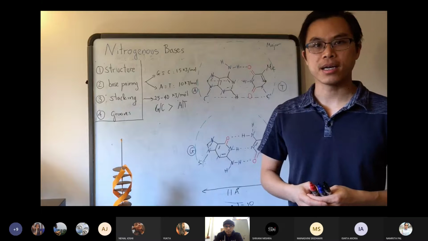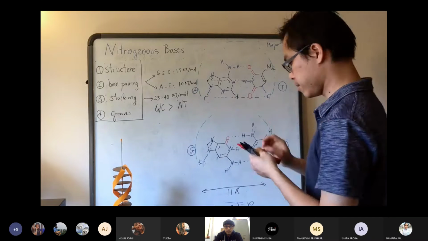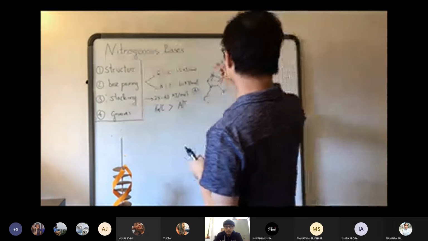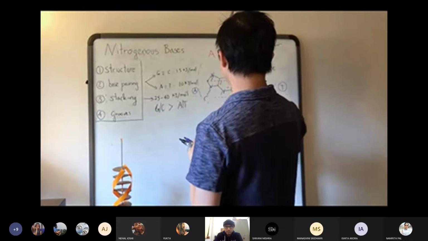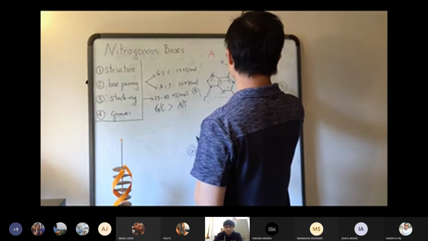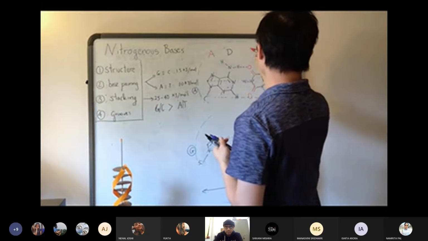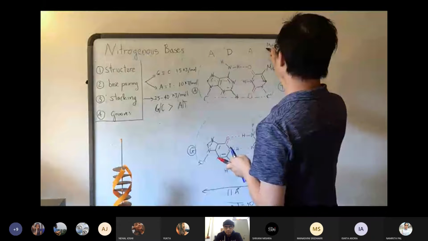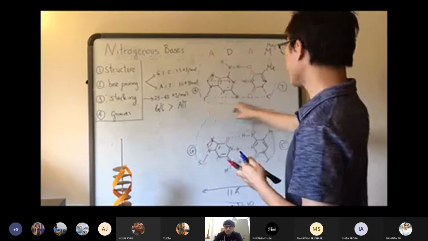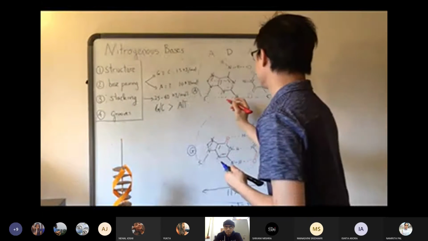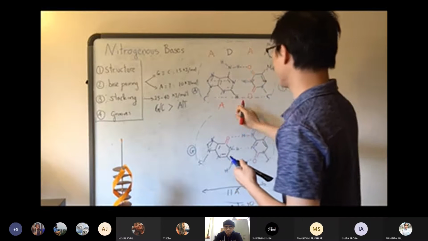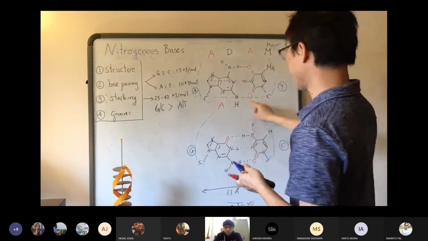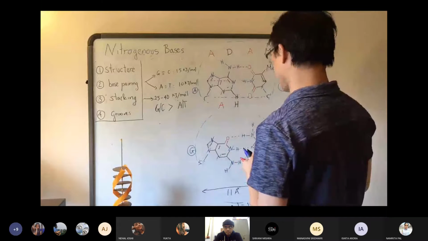What are the patterns here? Let's start from AT there. From the major groove, we have acceptor, donor, acceptor, and here we have a methyl group. Let's call it M. On the minor groove, we have acceptor, here we have H, and we have acceptor.